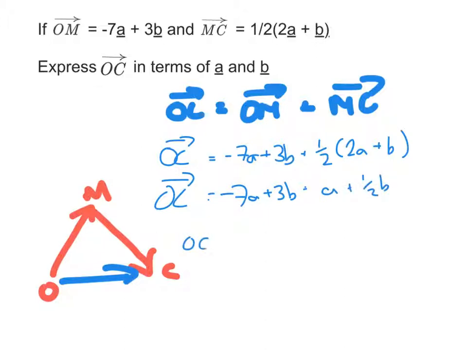So that means O to C is going to be minus 7A plus an A. Okay, so that's minus 6A. Put the equal sign in. And then plus 3B plus a half B, which is plus 3 and a half B. So that's your final answer.